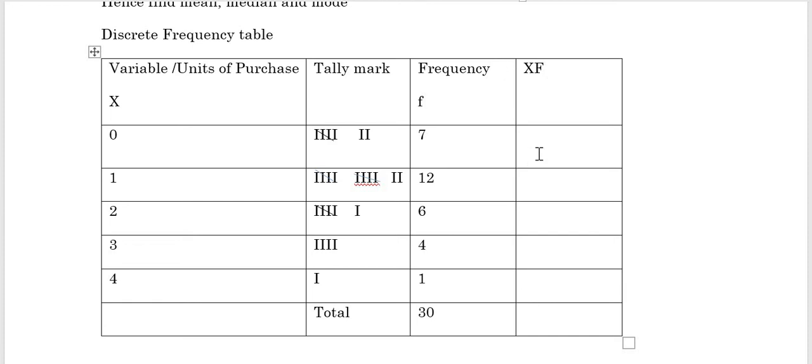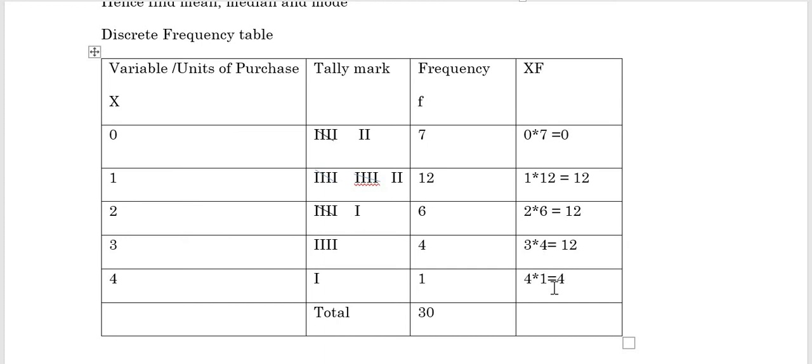So x into f will be 0 into 7. 0 is the variable value, and the product with 7 is equal to 0. Next, we have variable value 1 multiplied with the frequency, that is 12. Next cell we have the variable value 2 multiplied with 6, which gives us again 12, followed by 3, which has got a frequency value 4, and that is also 12. Fifth is 4. The series value 4 has just got one entry. 4 into 1 equals 4.